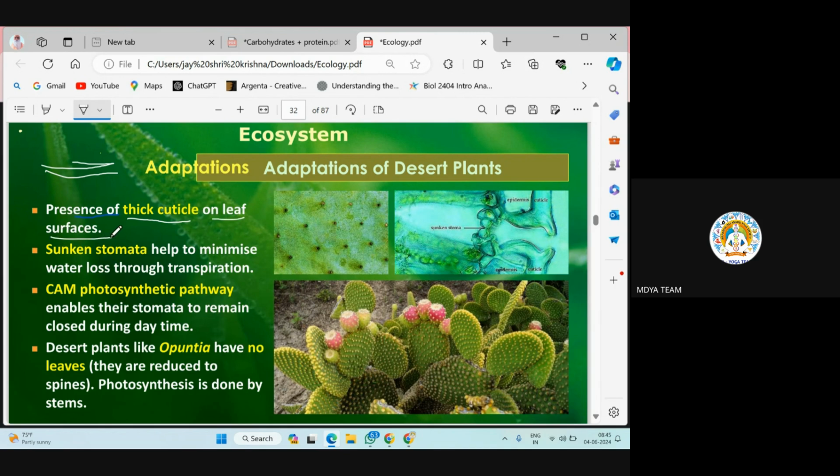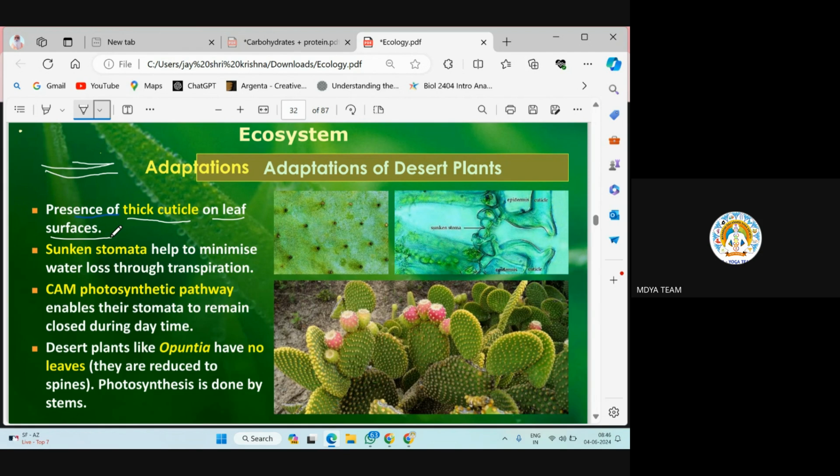So what do you think? What is the purpose of this thick cuticle? Maybe to save the plant from heat. Yeah, exactly. To save the plant from heat. Because in the desert there is so much heat, so much sunlight. If there is no cuticle, the plant will be destroyed, the leaf will be destroyed because of extreme sunlight, because of extreme heat.